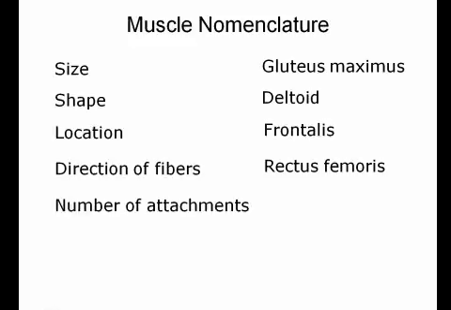The number of attachments sometimes is included. The triceps brachii is the muscle in the back of the arm, and it has 3 points of attachment. So triceps refers to those 3 attachments. The term brachii or brachial refers to the upper arm.